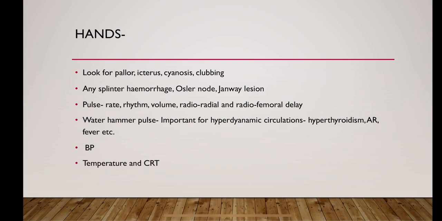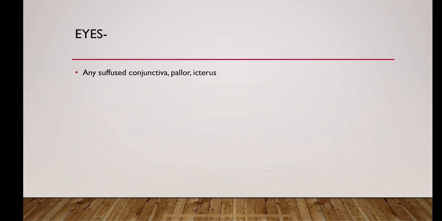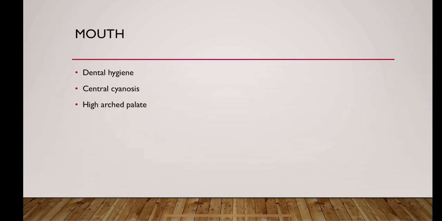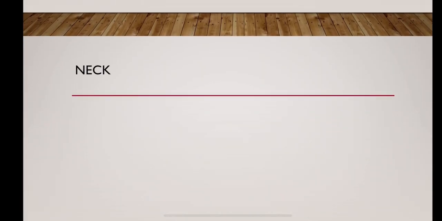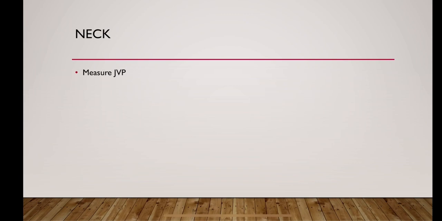Check the blood pressure, temperature, and capillary refilling time. Examine the eyes. Look for any suffused conjunctiva which is present in cyanotic heart disease. Look for pallor and icterus. Check mouth. Look for dental hygiene, central cyanosis, or look for any high arch palate which is present in Marfan syndrome. Examine the neck. Measure the JVP. If there is time constraint, just mention that you will measure.